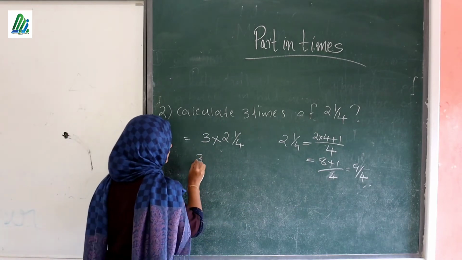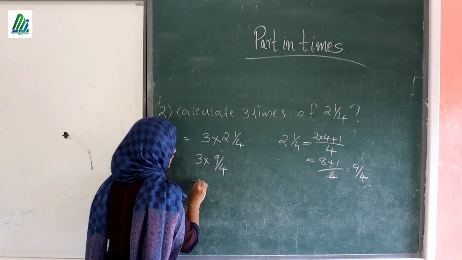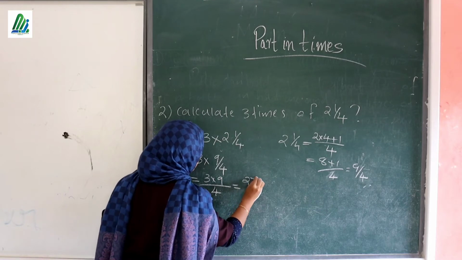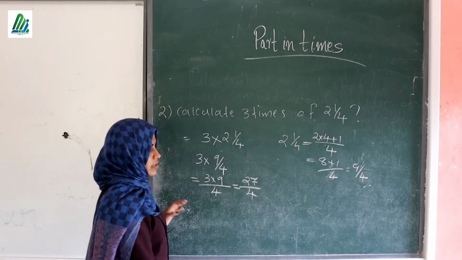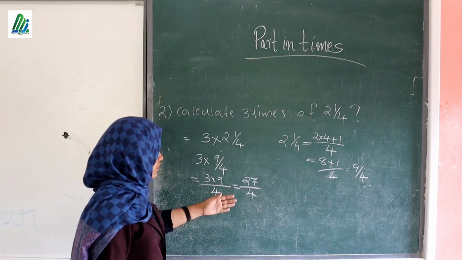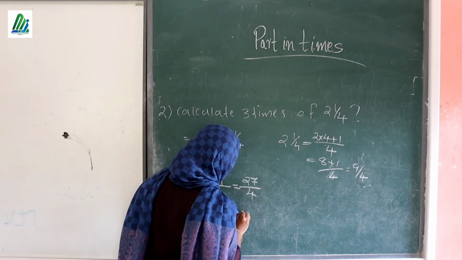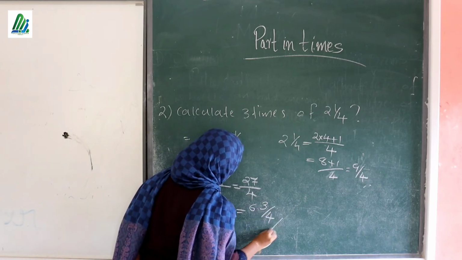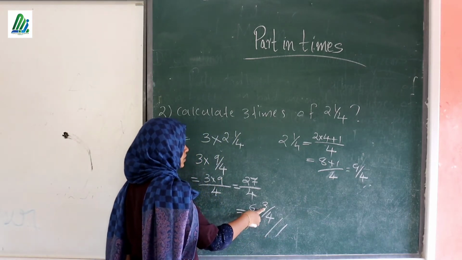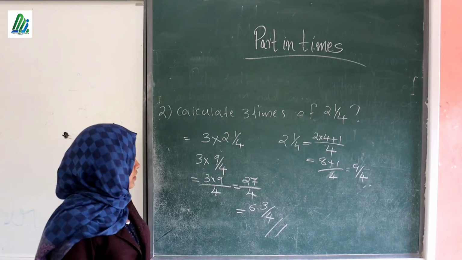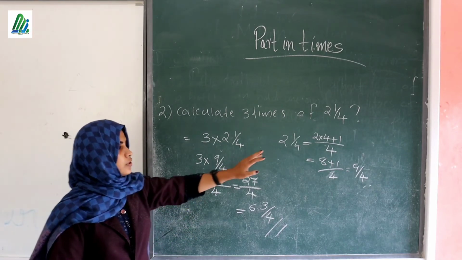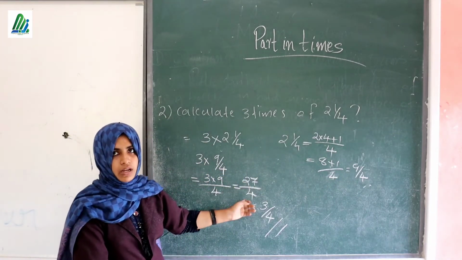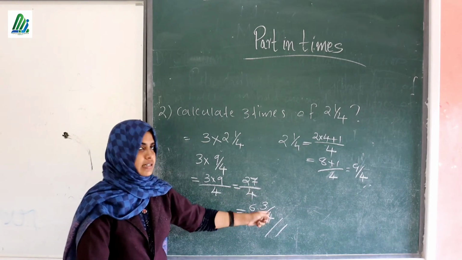So multiply 3 into 9 by 4, we get 27 by 4. Okay, 27 by 4. And we just convert this into a mixed fraction, 6 3 by 4, which means 6 into 4, 24, 24 plus 3, 27 by 4. So this is the second question. Here we just convert 2 1 by 4 into 9 by 4, then multiply 9 by 4 into 3, we get 27 by 4, and when we divide 27 by 4, we get 6 3 by 4 as the answer.